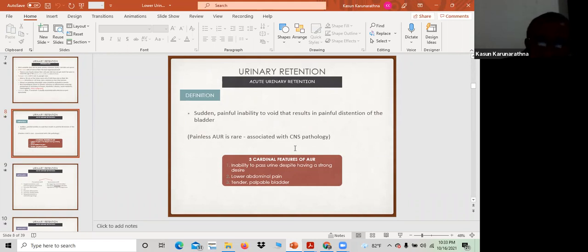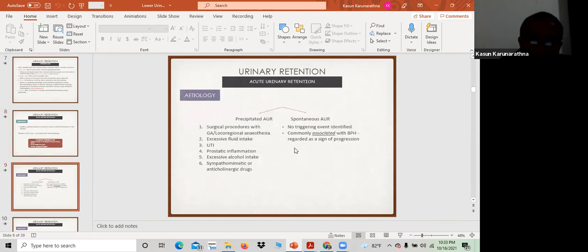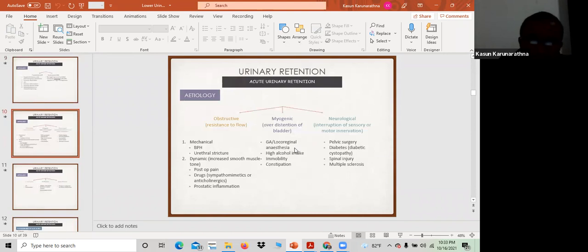That is the definition. Three cardinal features: inability to pass urine despite having a strong desire, low abdominal pain, and a tender palpable bladder. Right? There are obstructive, myogenic, or neurological causes. Obstructive mechanical causes are BPH or urethral strictures. Dynamic causes can be due to post-operative pain, drugs, or prostatic inflammation.